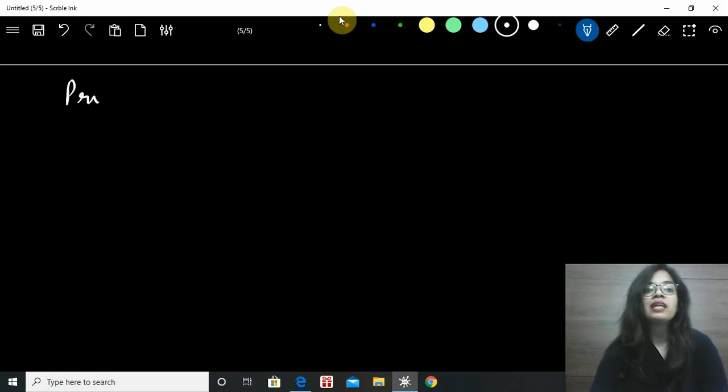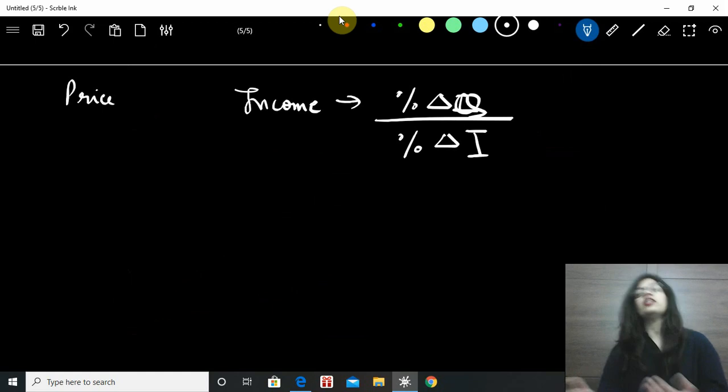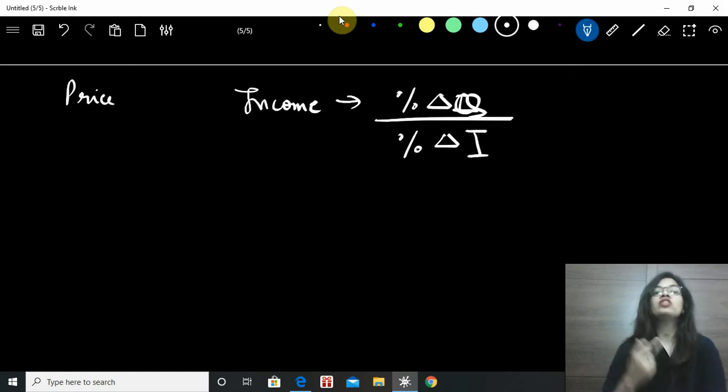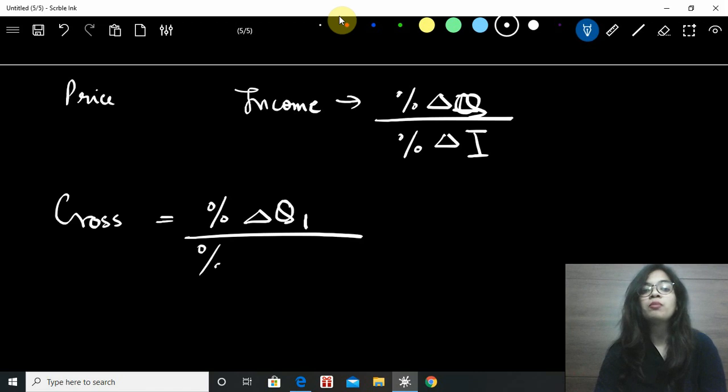This was price elasticity. If I have to find out income elasticity, the formula will be same, but it will just be percentage change in quantity upon percentage change in income. So I'll be calculating the responsiveness of demand to the change in income. And then the last thing is cross elasticity, which means percentage change in the quantity demanded of one product upon the percentage change in the price of another product.